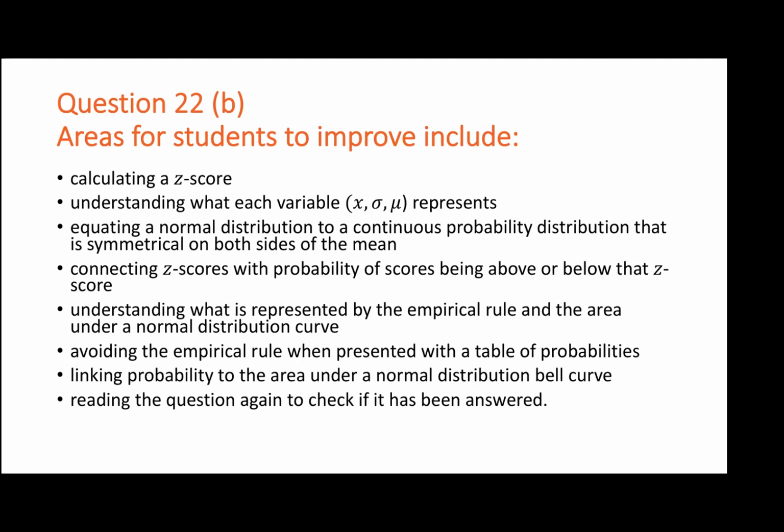Understanding what is represented by the empirical rule and the area under a normal distribution curve, avoiding the empirical rule when represented with a table of probabilities. So we don't want students using the 68 and 95 when we've already got a z-score table there with probabilities. And then linking probability to the area under a normal distribution bell curve, and reading the question again to check if it has actually been answered. So a lot of students found the correct probability, but not the number of babies.